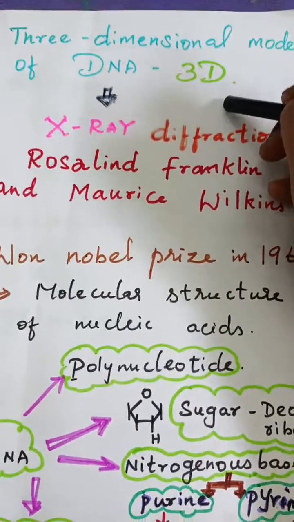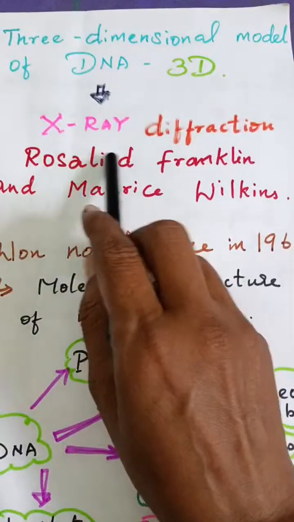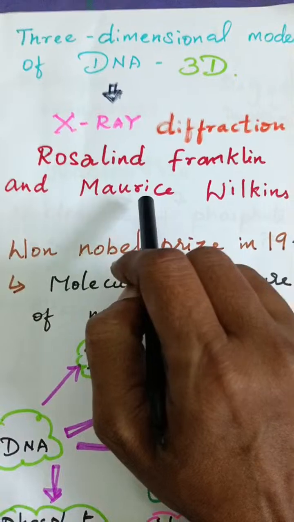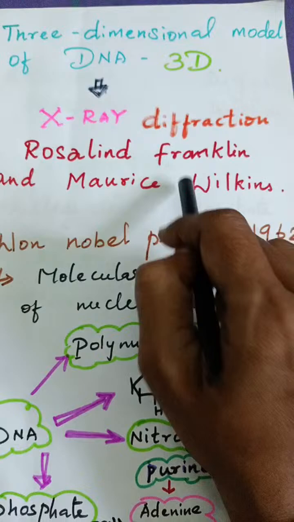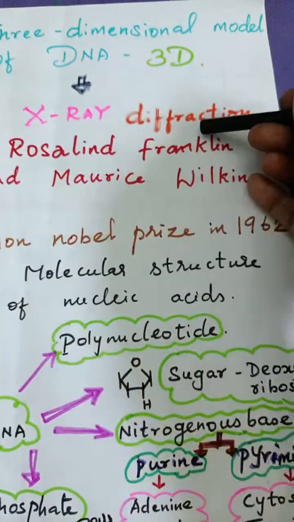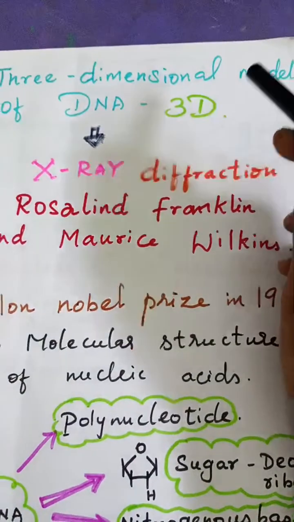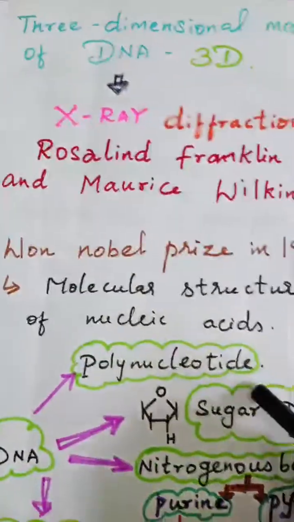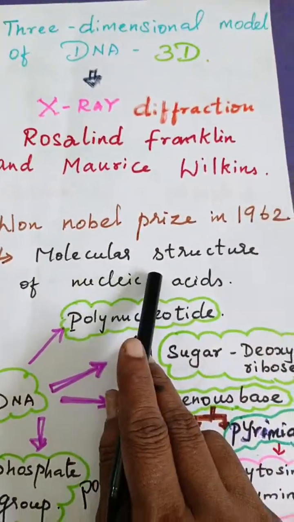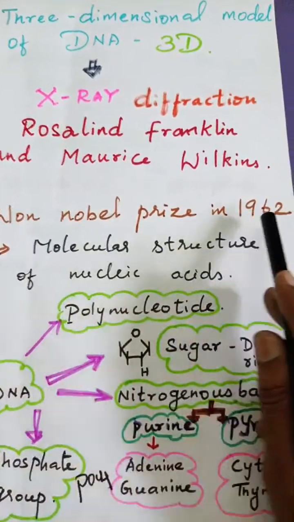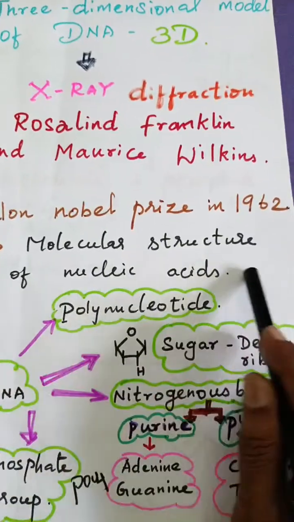So how did Watson and Crick find the three-dimensional model of DNA? From the X-ray diffraction studies of nucleic acid, which was done by Rosalind Franklin and Maurice Wilkins. These two scientists found the X-ray diffraction model of the DNA. From that, the 3D model of DNA was found by Watson and Crick. For this, all those scientists were honored with a Nobel Prize in the year 1962. So this is the molecular structure of nucleic acid.